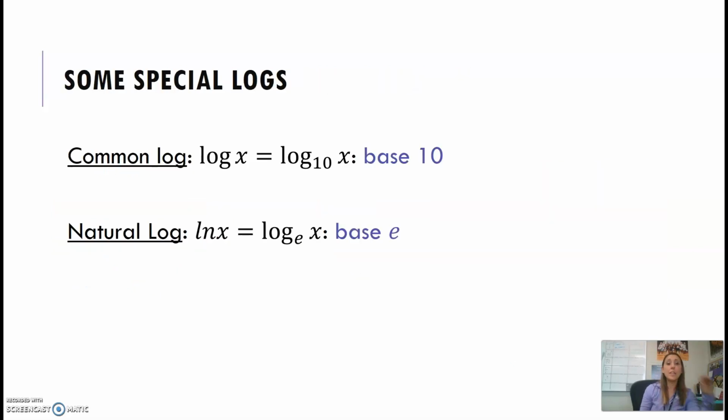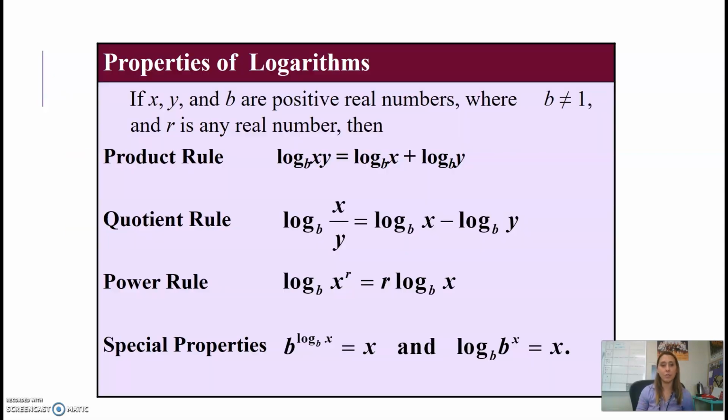All right, so this needs to go in your notes. You need to write down what a common log is. And a common log is log of x is equal to log base 10 of x. And then our natural log is ln of x, and that is equal to log base e of x. So make sure you get that in your notes.